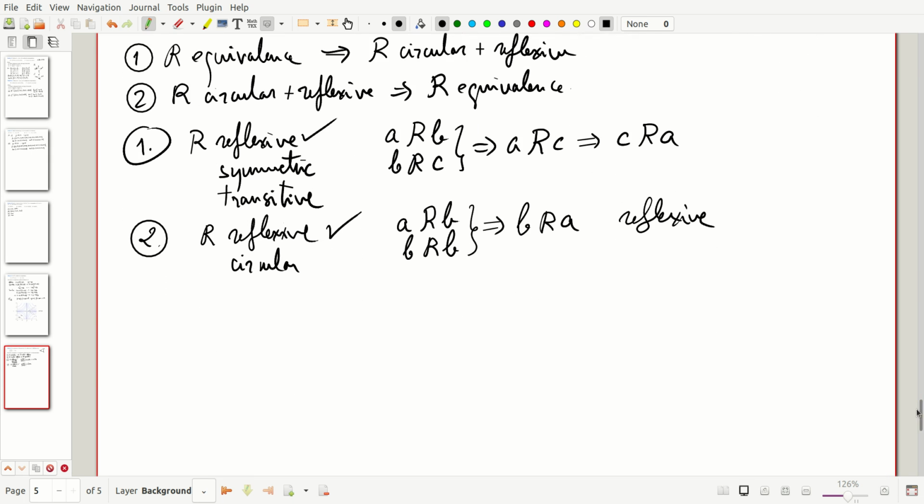Okay, and now transitivity is straightforward, because if A is related to B and B is related to C, because it's circular, we know that C is related to A. But now we know it's also symmetric, so it means that A is related to C, and that is transitivity. So it's also transitive. And that's it.